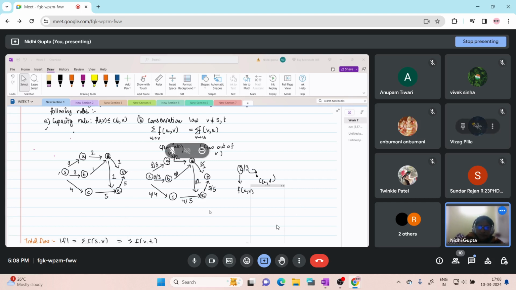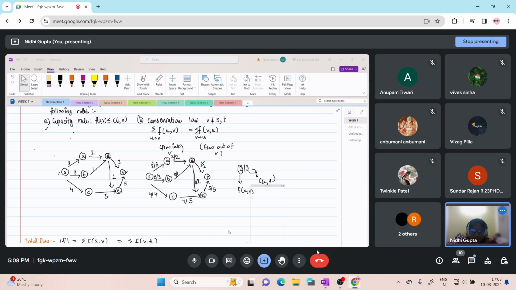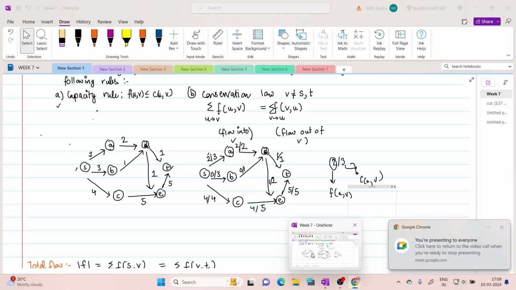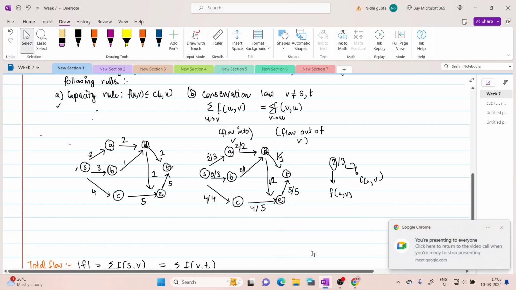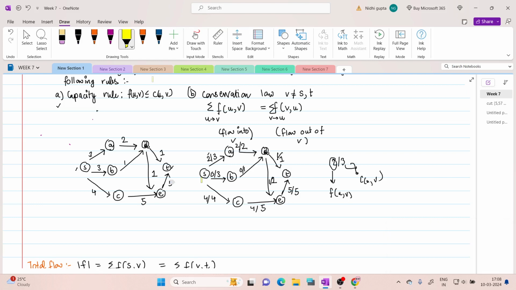Do you think the conservation law is satisfied? Yes, madam. To see that the conservation law is satisfied, first of all we have to check each vertex other than the source and sink, so basically other than S and T.